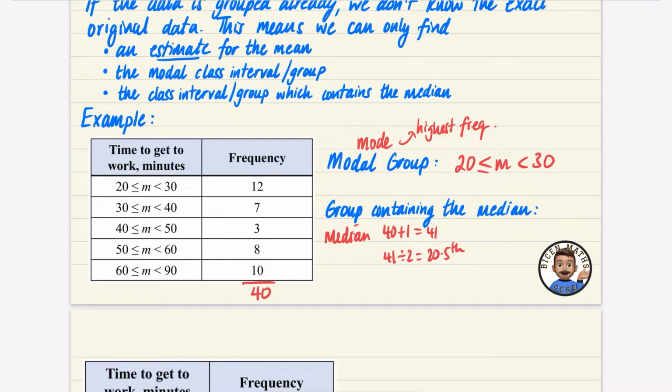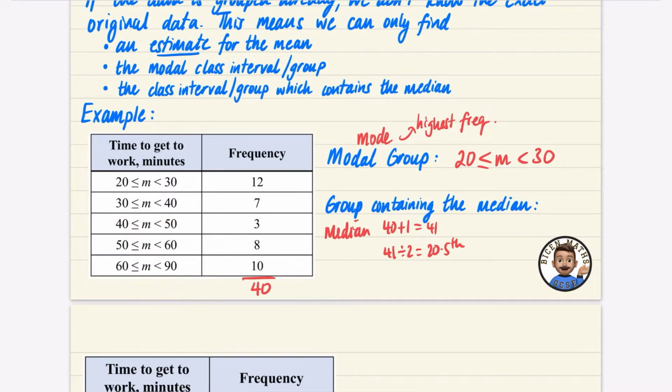Now we'll find out where the 20.5th position is. There's 12 here and 7 here, so that means there are 19 here. So the 20th, 21st and 22nd positions are all in this group, and that's where the 20.5th will be. So this group here is where the median will be. That's because there's 12, we add on another 7 to get 19. That has the numbers 20, 21 and 22 inside this group, so the median is in there. So I'm just going to copy out the fact that the median is in the group 40 to 50.